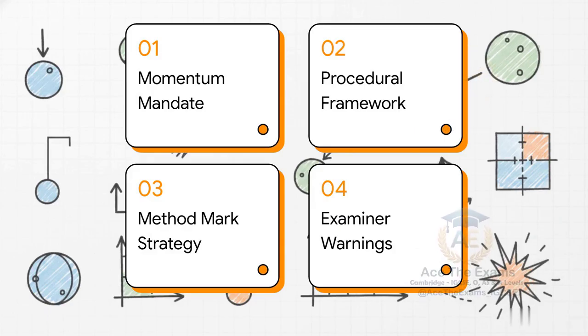Number 1, the momentum mandate. Number 2, the procedural framework. Number 3, the method mark strategy. And finally, number 4, critical examiner warnings. By the end of these 4 steps, you'll know exactly how to secure those top marks.